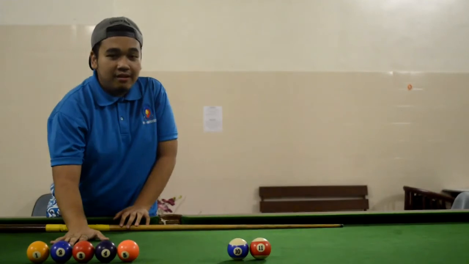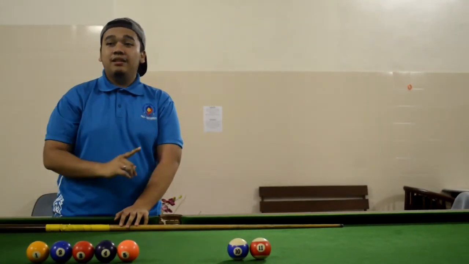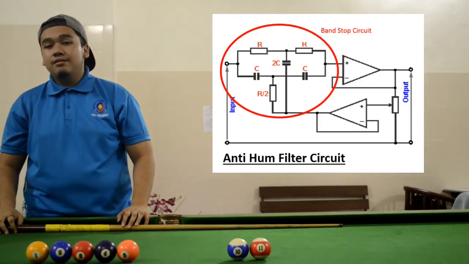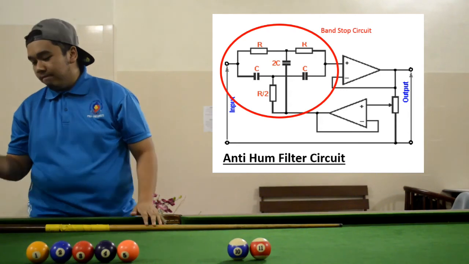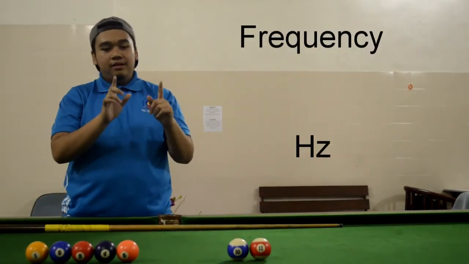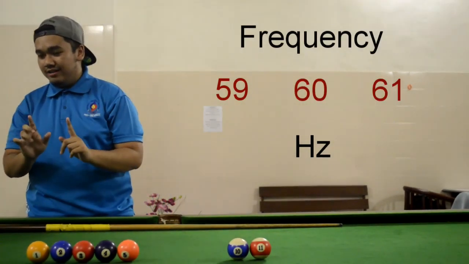Now I'm going to explain about the application of a band stop filter. One of its applications is anti-hum filter. Some countries use a 60 Hz power line. This filter will filter out between 59 Hz, 60 Hz, and 61 Hz.